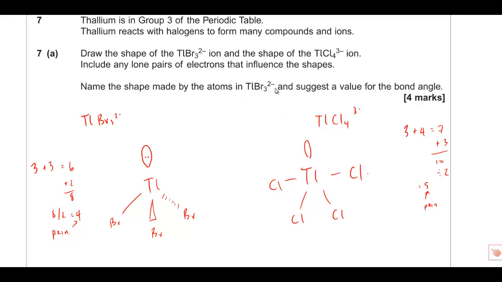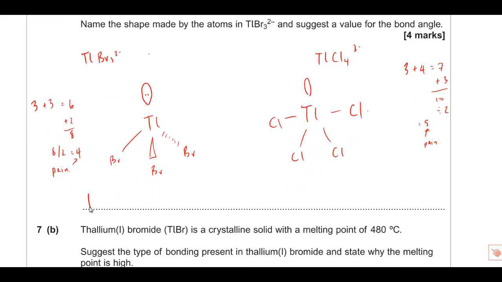It wants the value of the shape of this one. So the shape here is going to be just like ammonia. It's going to be a trigonal pyramid. The bond angle there, if it was normal tetrahedral, would be 109.5. This constricts by 2.5 degrees. Therefore, bond angle equals 107 degrees. Nice.